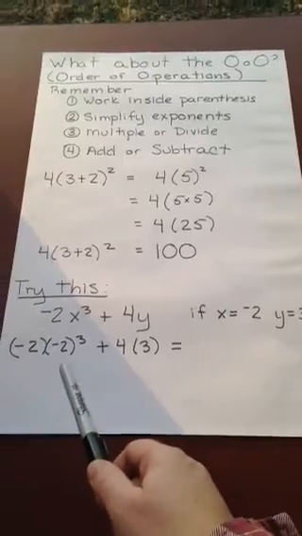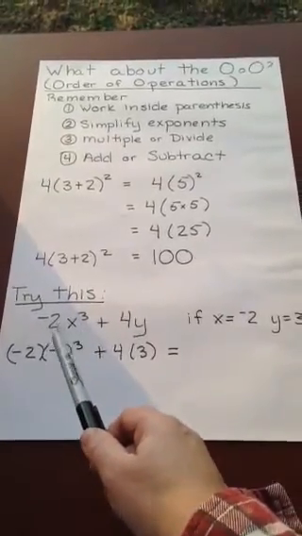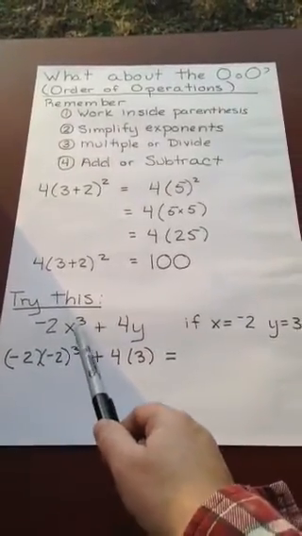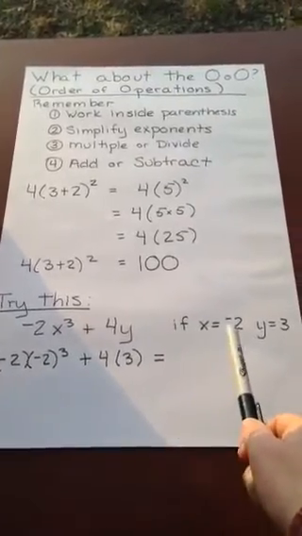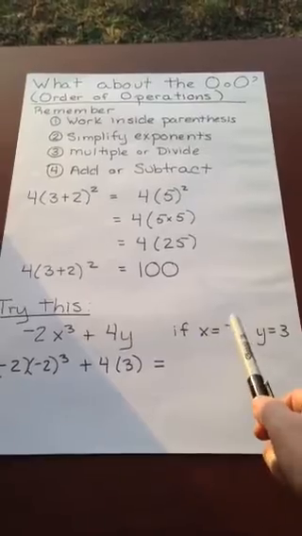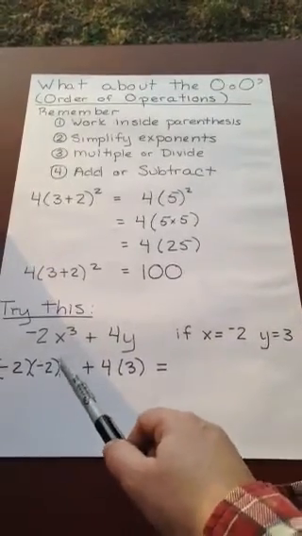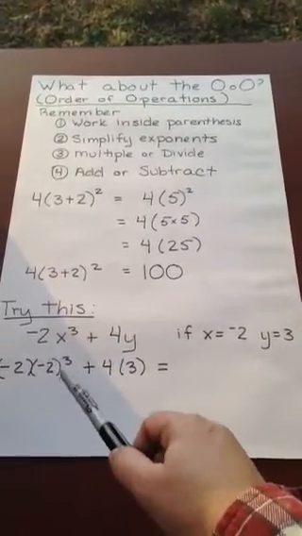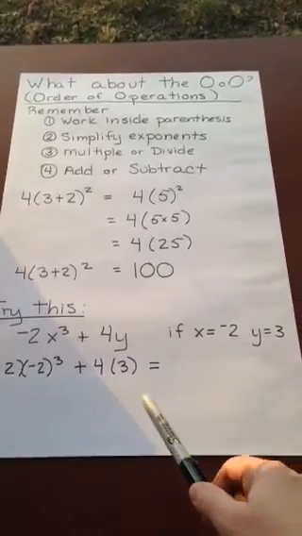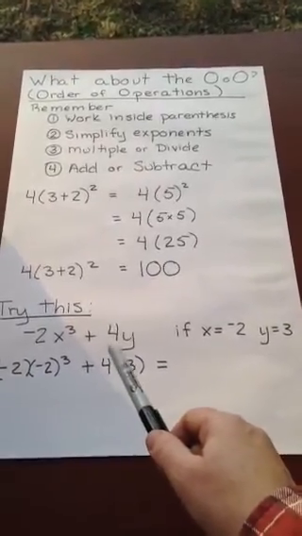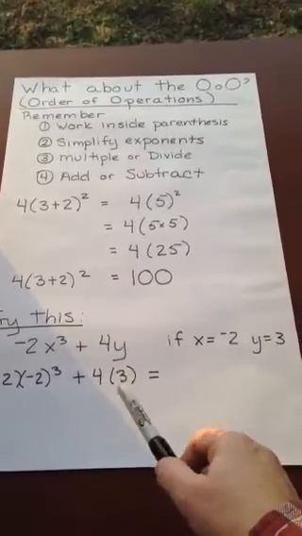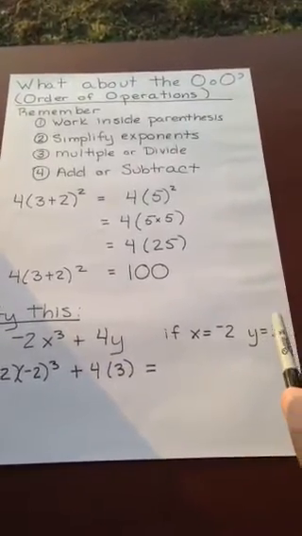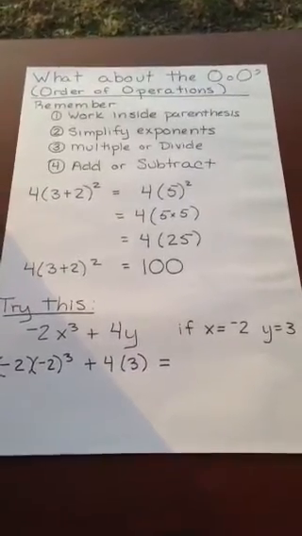Now what I've done is I've helped you out a little bit. See, I put the negative 2 here, and instead of writing x to the third, I went ahead and wrote negative 2 to the third, right? Okay, so that whole thing is in parentheses. See that? That's a clue. Make sure you pay attention to that it's in parentheses. And then we have 4 times y. And I've rewritten y as 3 because that's our y value. So I want you to go ahead and try that.